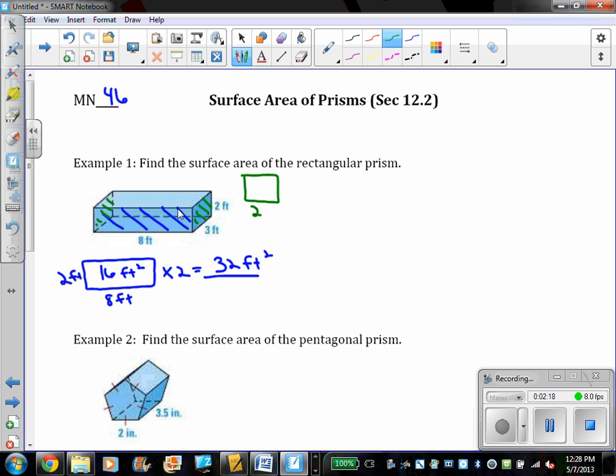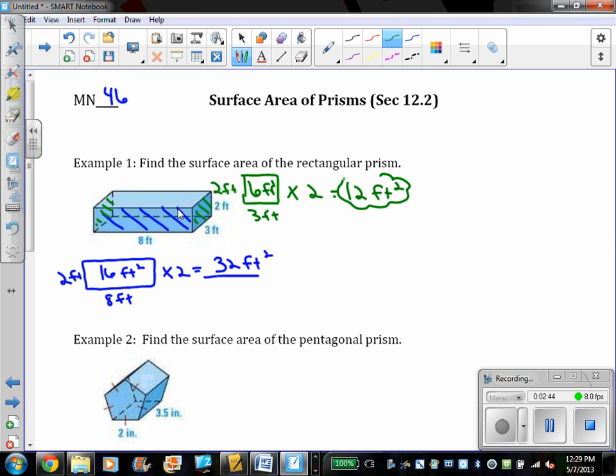Then, if you want to find the area of the side faces, we have a 2 foot by 3 foot. Actually, I'm going to flip that around because I don't want to mess that up. We have 3 feet and 2 feet for that side right here, and that's going to give us 6 feet squared. And again, we have a left and a right side, so we have 2 of those. So that gives us 12 feet squared for that one.